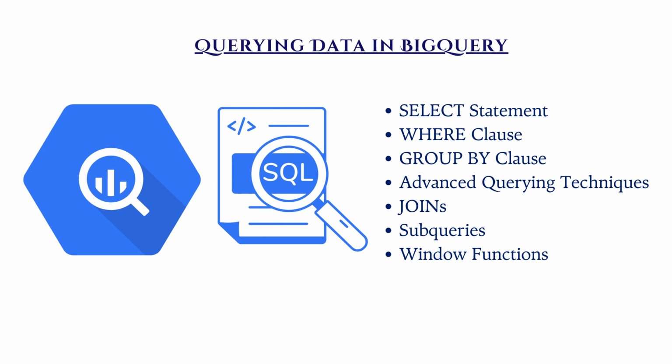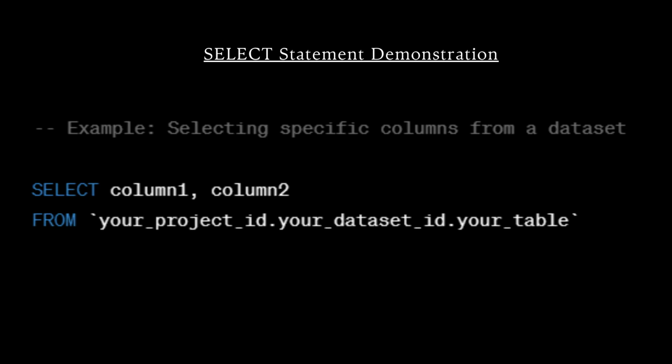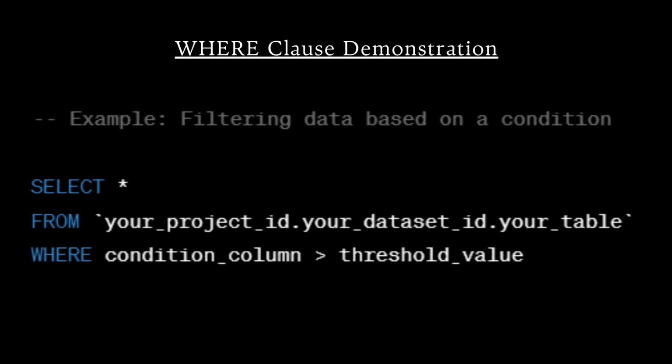Next, we'll embark on a journey from the basics to the advanced realms of SQL querying within BigQuery. Let's begin with the basics. In BigQuery, fundamental SQL commands lay the groundwork for data retrieval and manipulation. This SQL code showcases a basic select statement, retrieving specific columns like column 1 and column 2 from a dataset in BigQuery.